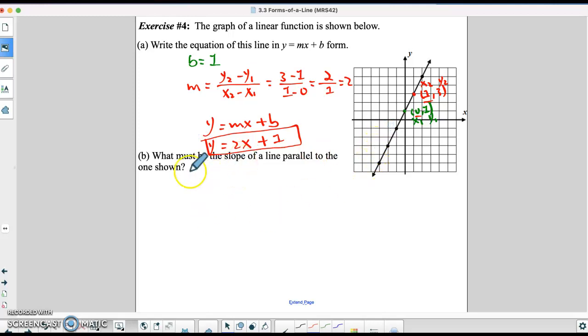Okay, now we need to find the slope of the line parallel to the one shown. So it's parallel, right? Here is the thing you guys need to remember. If it's parallel, let me use m2 because we have 2 lines, so this is m1. m2, if 2 lines are parallel, they have the same slope. So they should have the same slope as 2. Okay, so please remember that when they are parallel, that means they have the same slope.